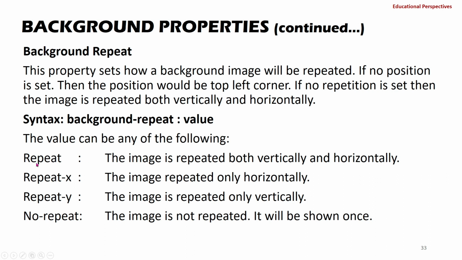Repeat. The image is repeated both vertically and horizontally. Repeat x. X is your x-axis, that is horizontally. So the image will be repeated only horizontally. If you write repeat y in place of value, the image is repeated only vertically from top to bottom. And if you write no repeat, then the image is not repeated. It will be shown once. Where will it be shown? It will be shown on the top left corner.